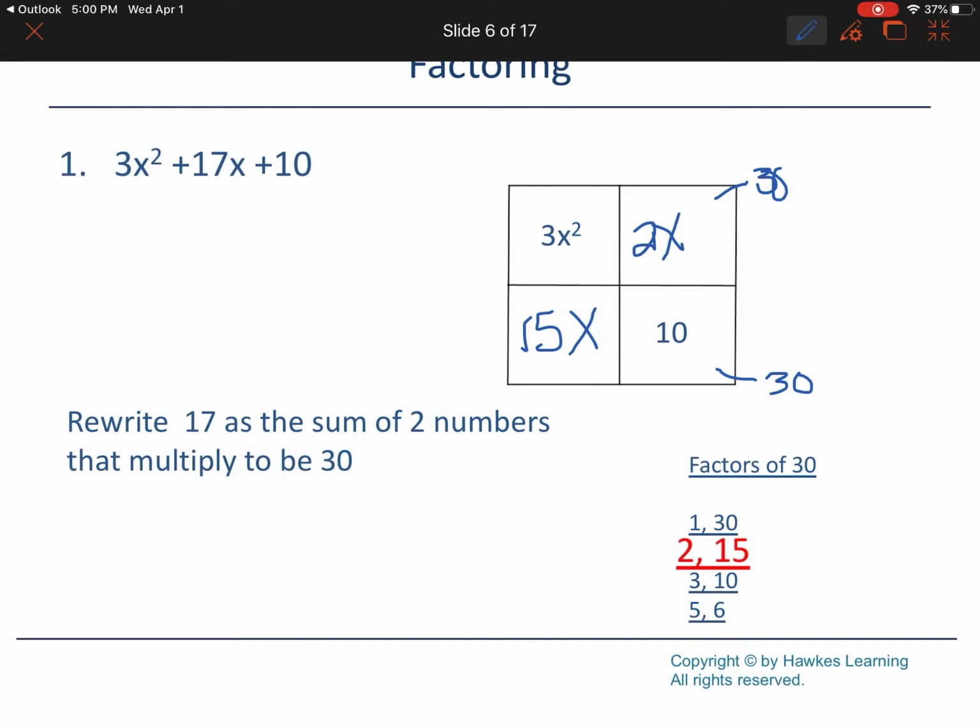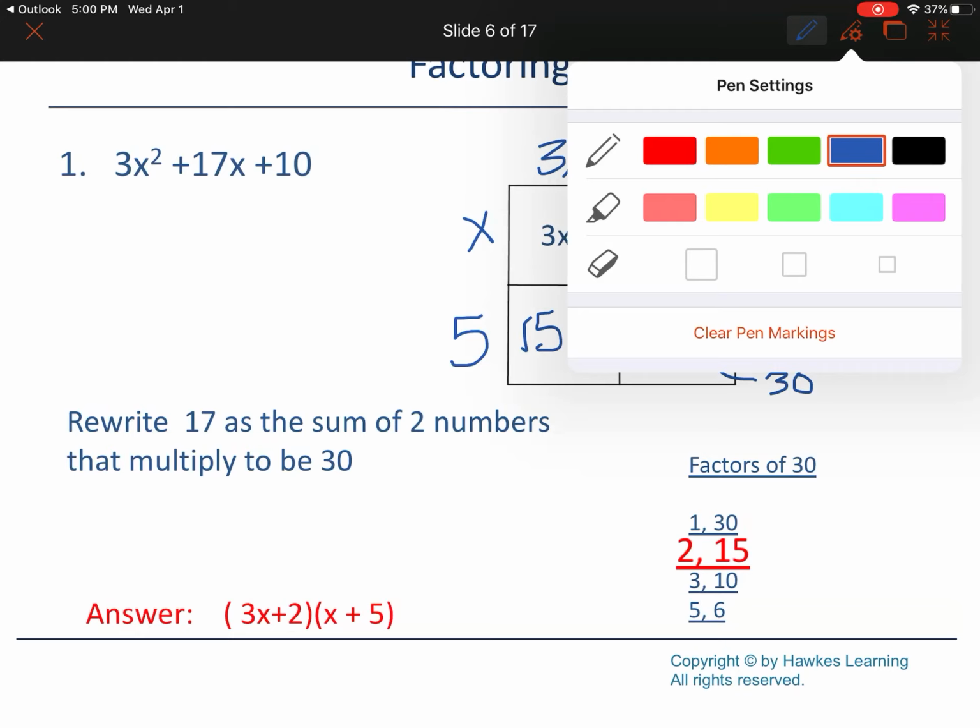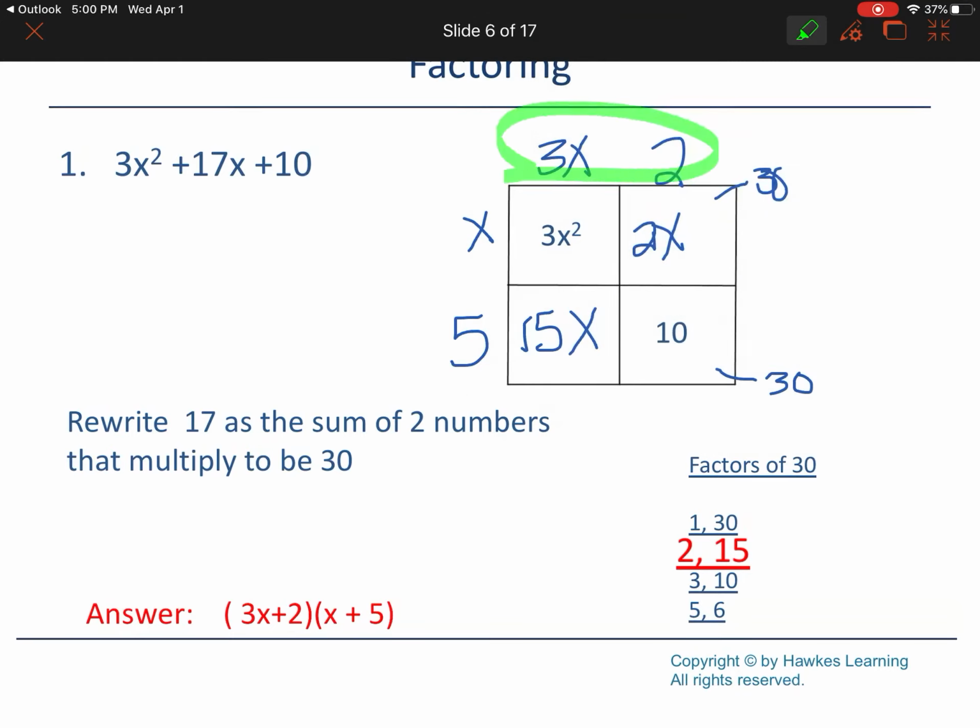So I pull everything in common out across the top, and that'll just be an x. And that will leave me with a 3x up here. And x times 2 is going to give me that 2x. And 3x times 5 is going to give me the 15. And just to double check, we'll do 5 times 2, and that's 10. Okay, so those are my answers. It's the 3x plus 2 and the x plus 5. And I get them from right here. There's my 3x plus 2 and my x plus 5.